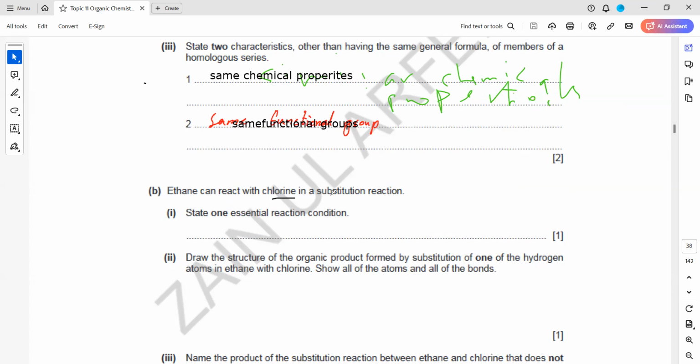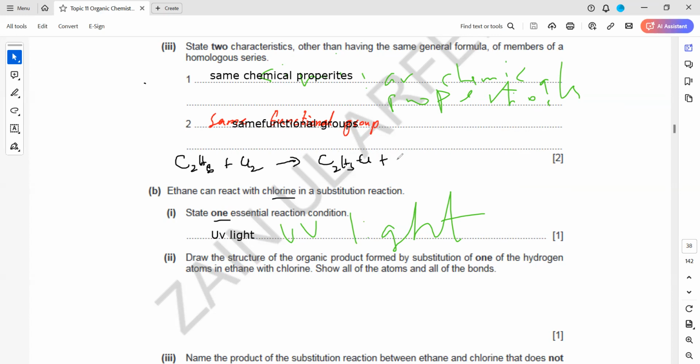Ethane reacts with chlorine. There is just one essential condition, because ethane is C2H6. Alkane reacts with halogen in the presence of UV light, and it will produce C2H5Cl plus HCl.